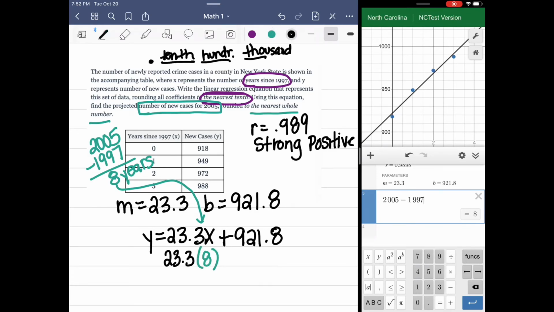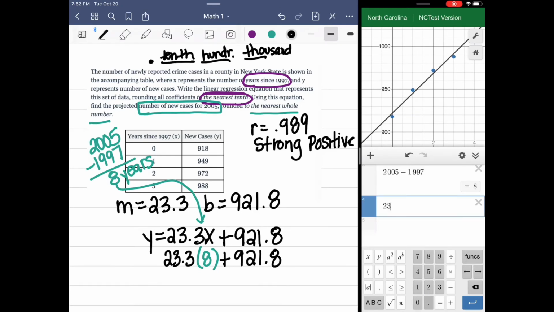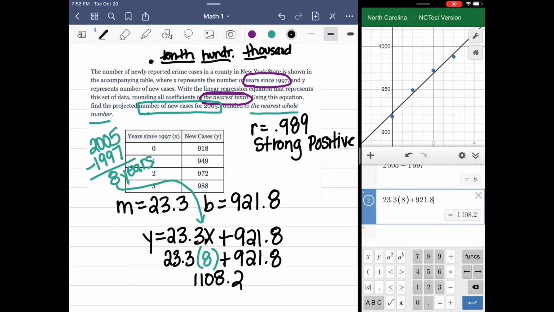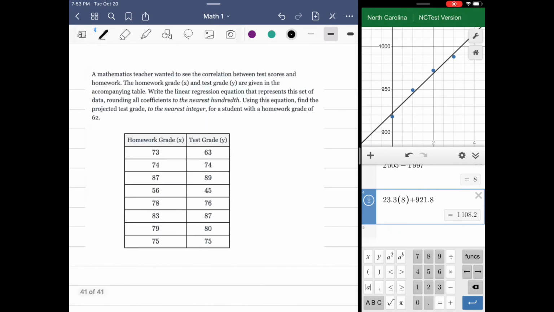So we're going to do 23.3 times 8 plus 921.8. Now this one says to round to the nearest whole number. So we have 1,108.2. That 0.2 is going to cause that to remain 1,108 new cases. All right, and the last one for this video.